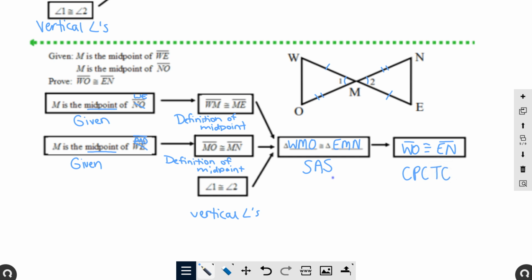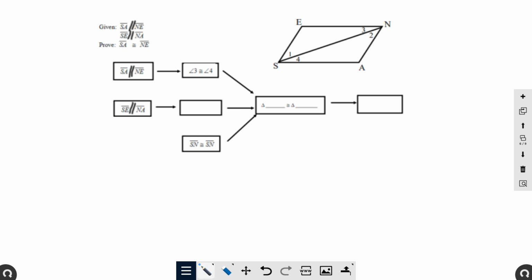Yeah, there we go. CPCTC. Since the triangles are congruent, all of their parts are congruent. Everybody okay so far? Any questions? I know this is a lot of proofs, but I want to give you a lot of examples so that way you have some things to look at and to study by.